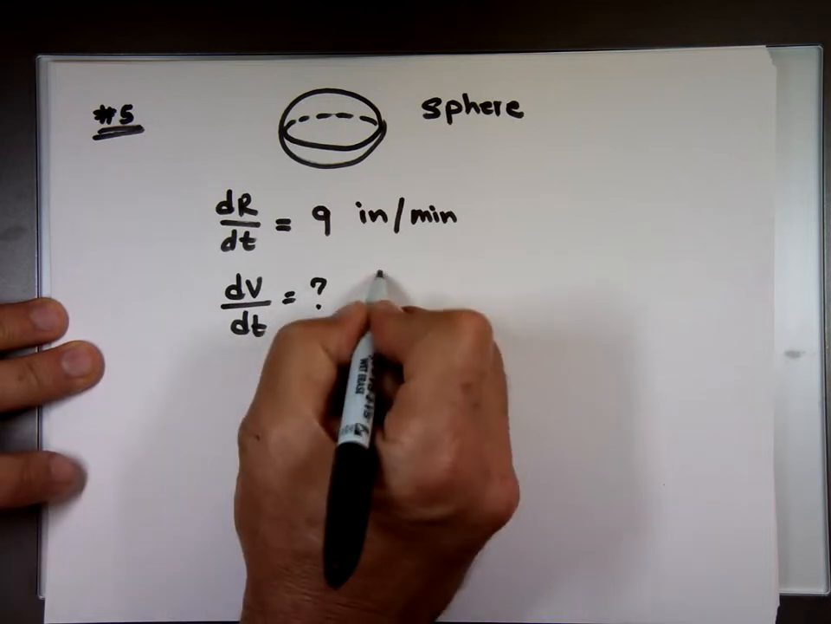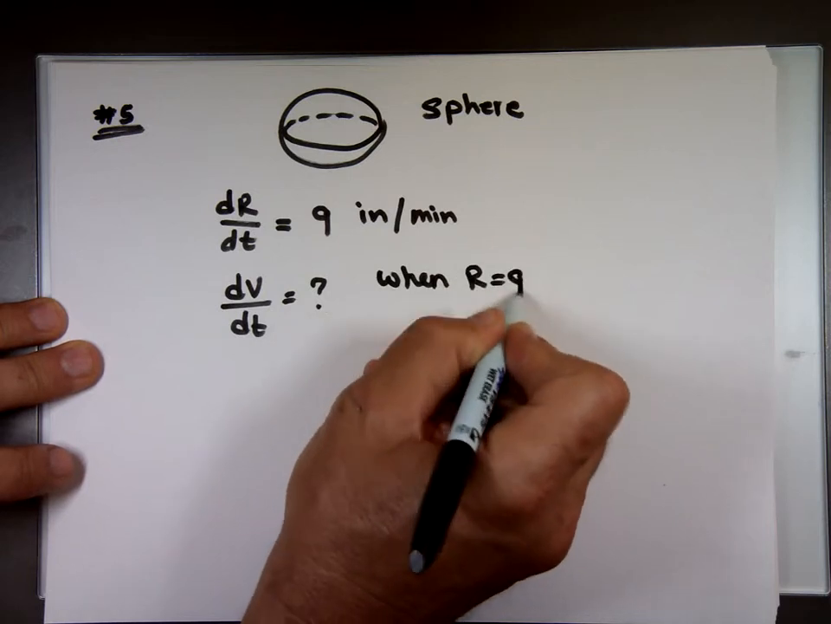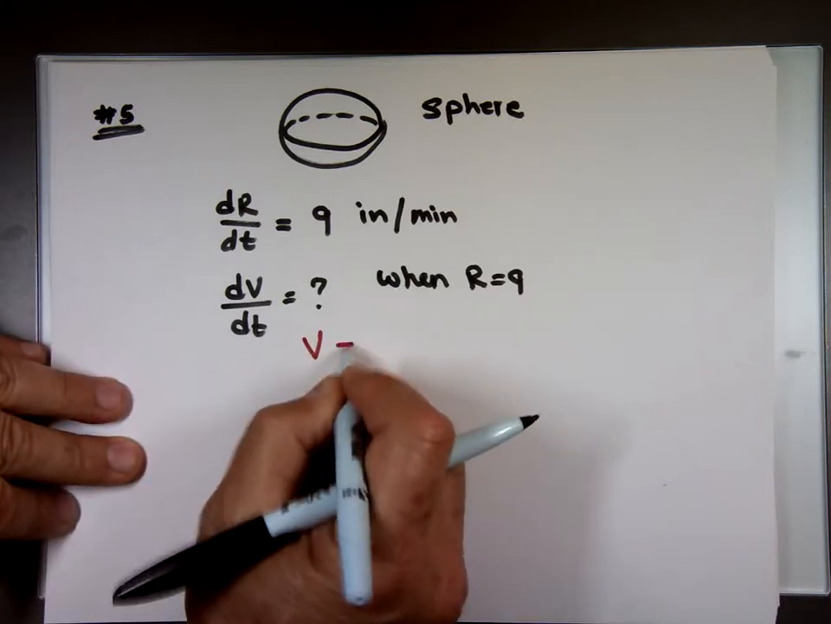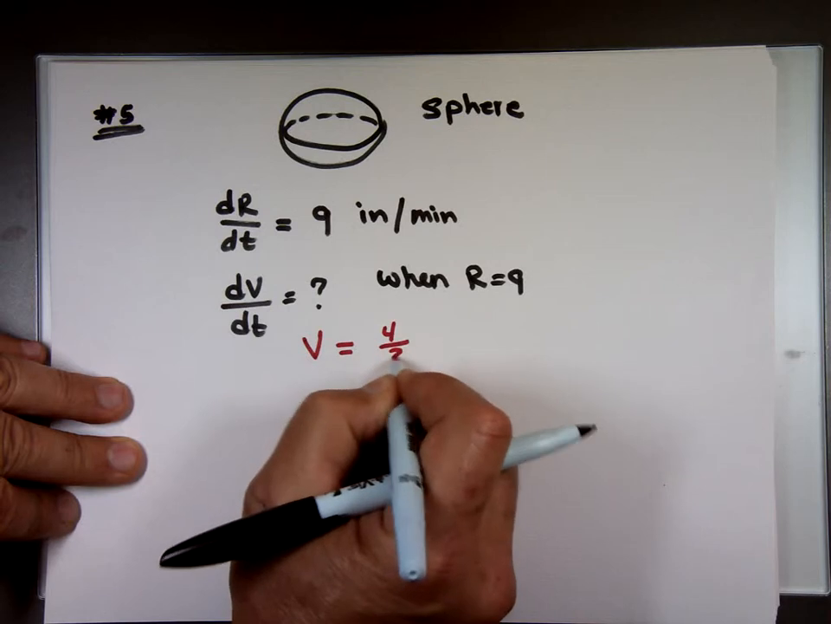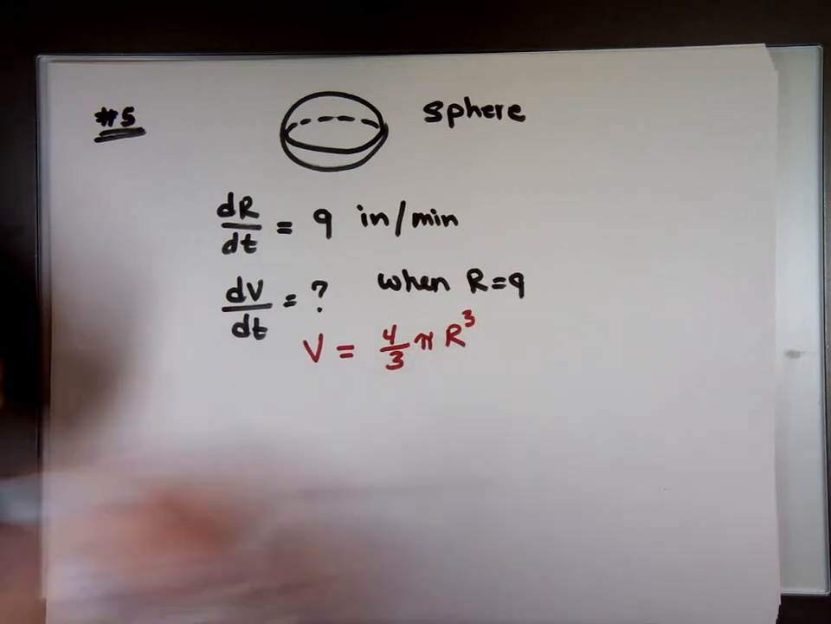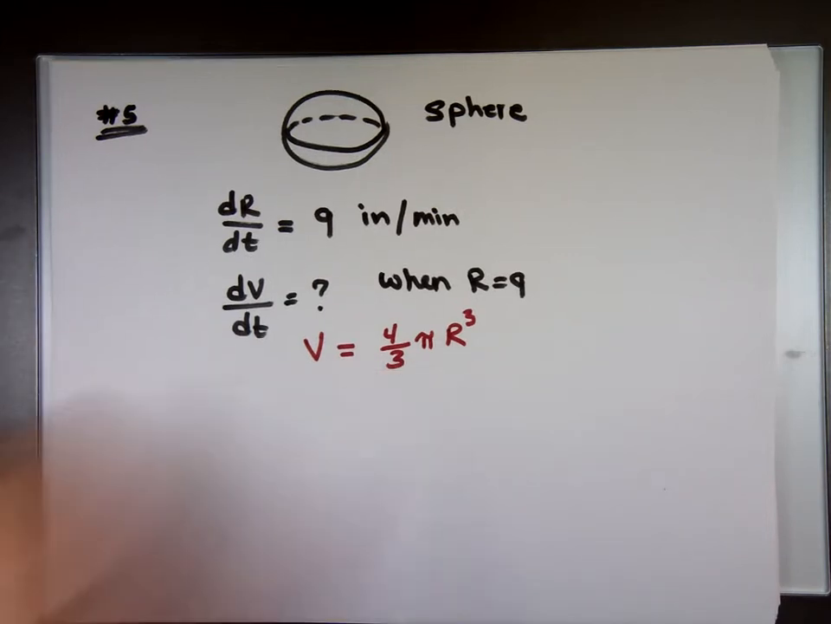When r equals, very similar to the other one, 9. So we need an equation that will tie the volume to the radius of a sphere. The volume of a sphere is 4/3 pi r cubed, I think. You don't have to memorize that, but if you have the book or the online book it's on the chart. If not, just Google it. Search volume of a sphere. You end up with that equation.